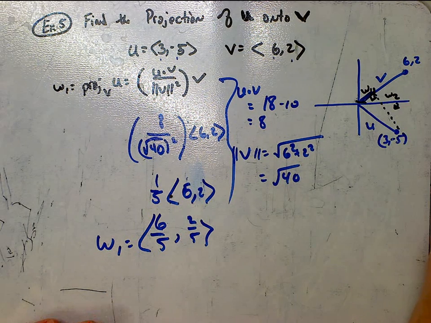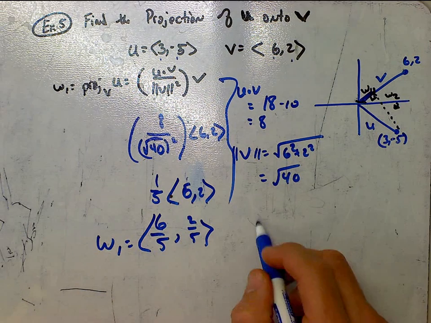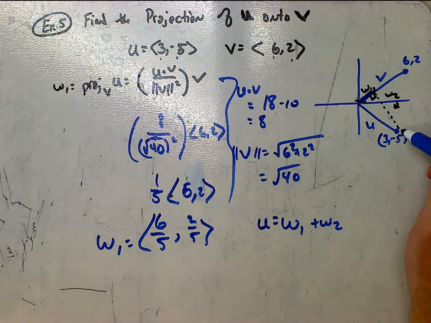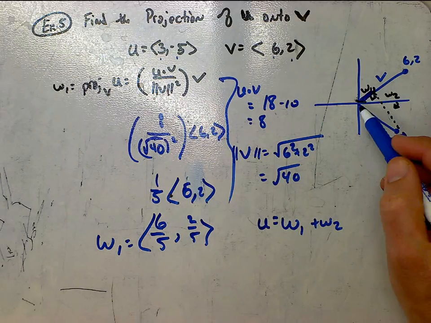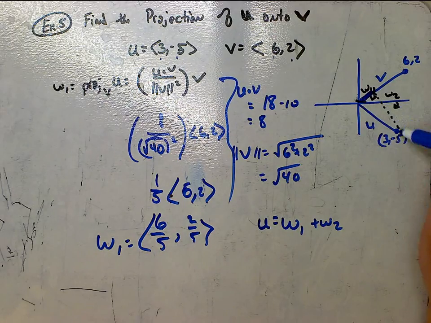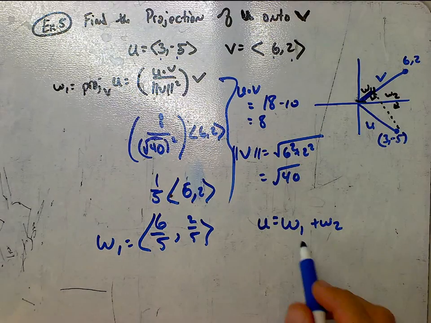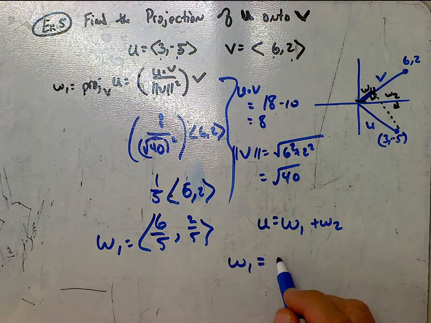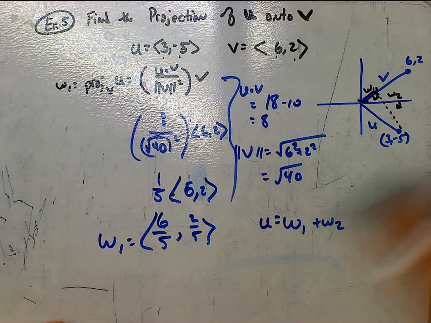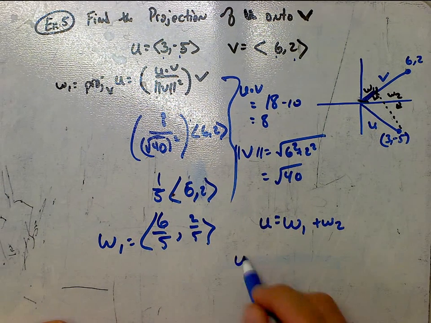u is equal to the sum of w1 plus w2 because I'm projecting u onto v. And so the part where it hits a right angle is right here at 6/5, 2/5. Now to find the length of this part, I have w1. To find w2, I subtract w1 from both sides.